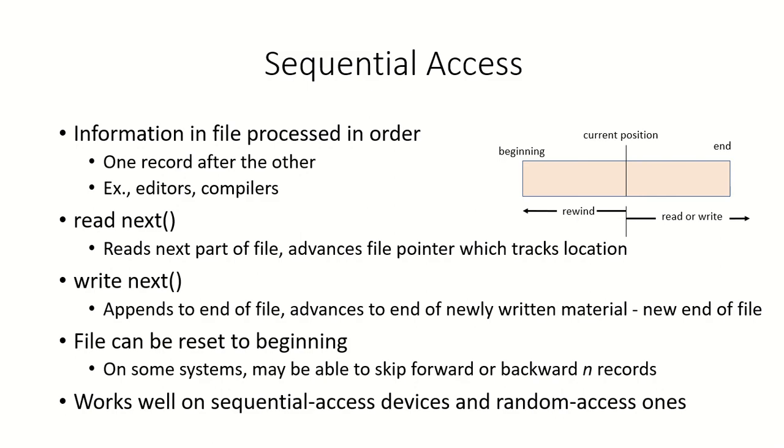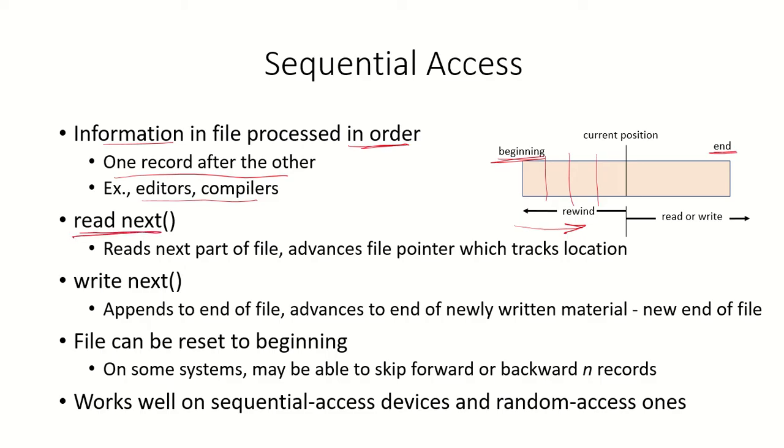In sequential access, the information in the file is processed in order. That means one record after the other. So if this is the beginning of the file and this is the end, it can only go sequentially. The pointer can only move sequentially, so one record after the other is read. This is the kind of access that is used in editors and compilers.